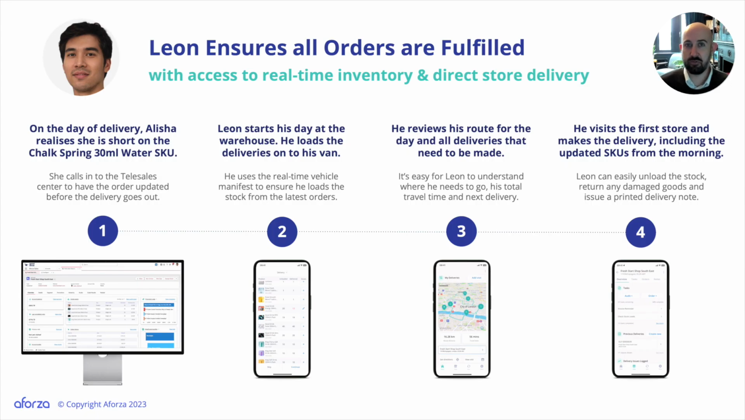Okay, so once again, just to recap, what you just saw was Alicia able to make a change to her order by calling a call center. So that exact same B2B order was available to her immediately. And then Leon being able to fulfill that new updated order using the Aforza offline delivery management experience, where he was able to see the order, see the products, and place that delivery in situ for Alicia.